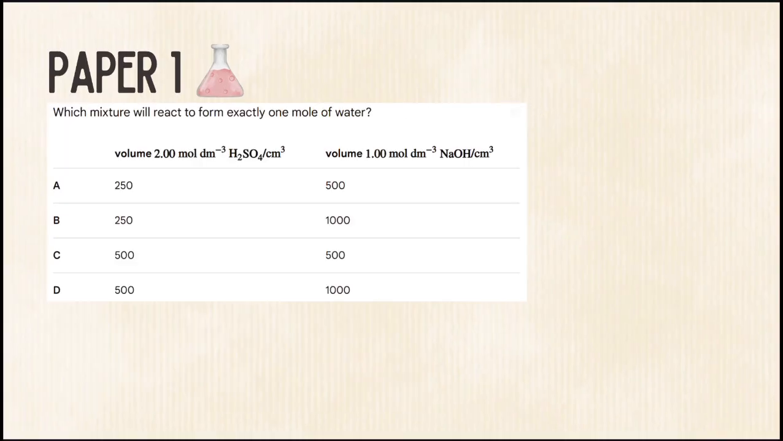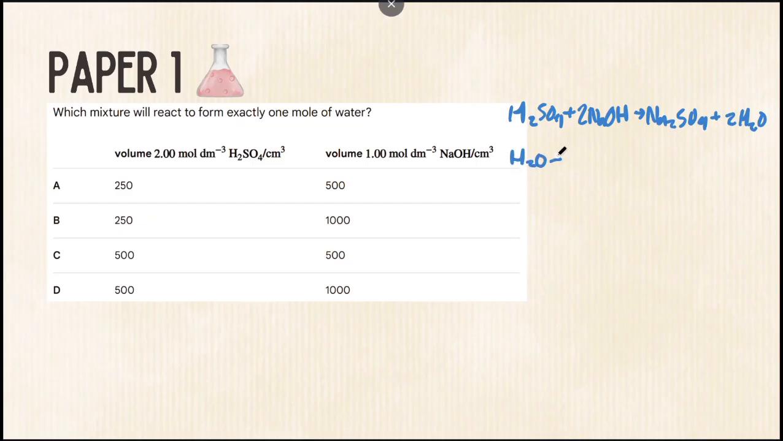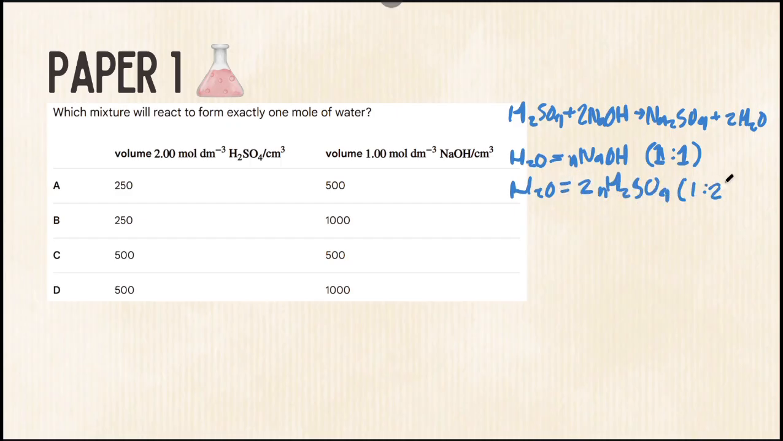Moving on, the question asks us to find which mixture will react to form exactly 1 mole of water. To figure this out, first I will write down the balanced equation on the right side. Acid plus 2 alkali produces salt plus 2 water. This gives us our base mole ratios. Looking at the coefficients, both alkali and water have a value of 2, so I can write moles of water equals moles of alkali, which gives us a simple 1:1 ratio. For the acid, water has a coefficient of 2, which is double the acid's coefficient of 1, so I will write that moles of water equals 2 times moles of acid, showing a 1:2 ratio.